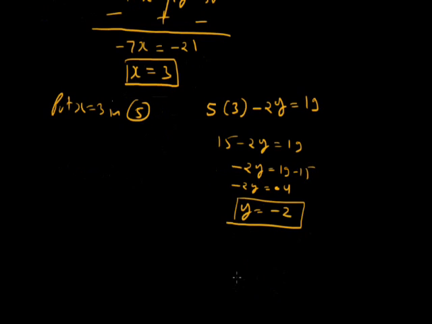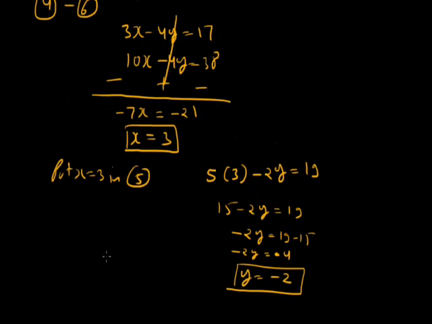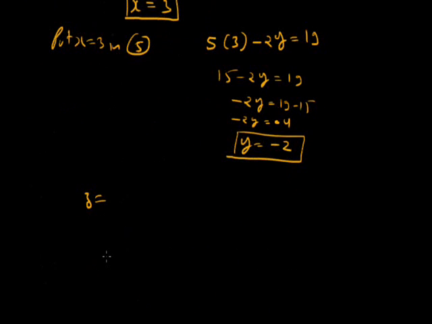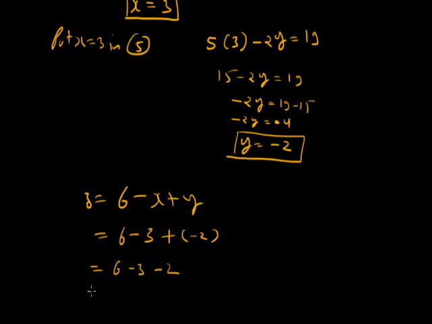Now, as we know that z is equal to, what is z? z is 6 minus x plus y. The value of z is 6 minus x plus y. Put the values of x and y. 6, x is 3 and y is minus 2. So 6 minus 3 plus into minus 2. So 3 minus 2, that is 1. So the value of z is 1.